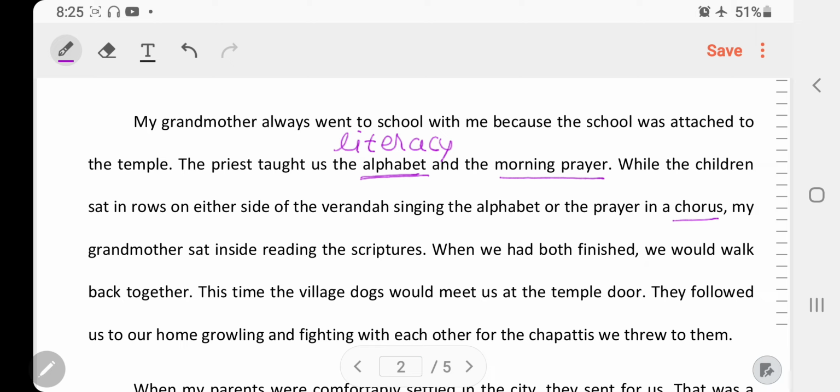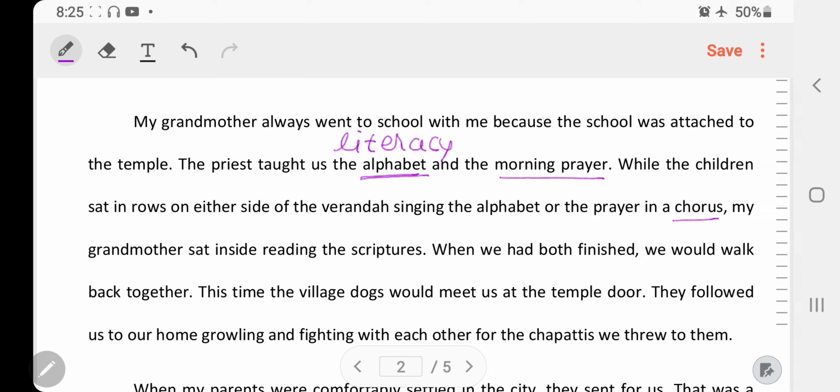That is the singing method of teaching the alphabet, right? A for apple, B for banana, C for cat, like that. And the morning prayer also. But all the children would have been singing in a chorus.